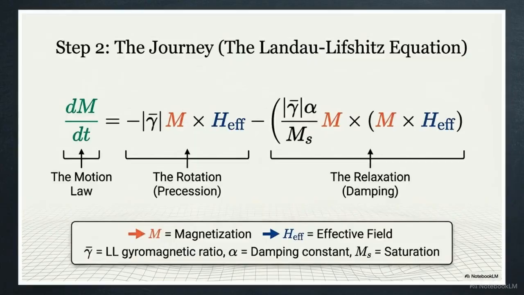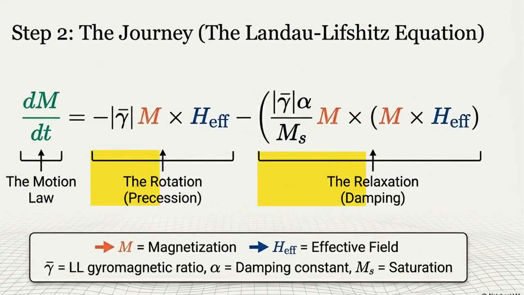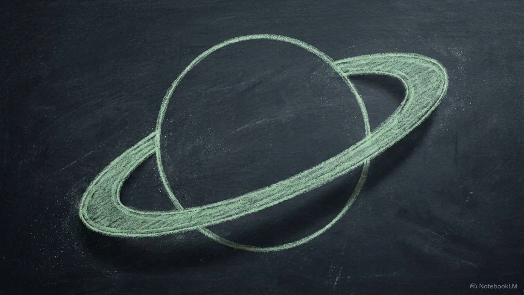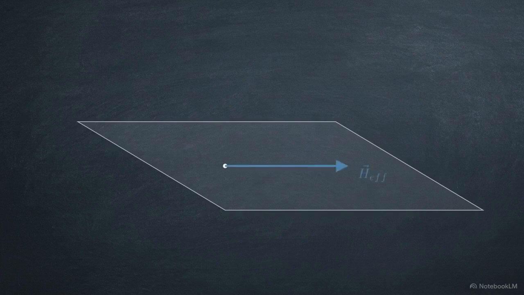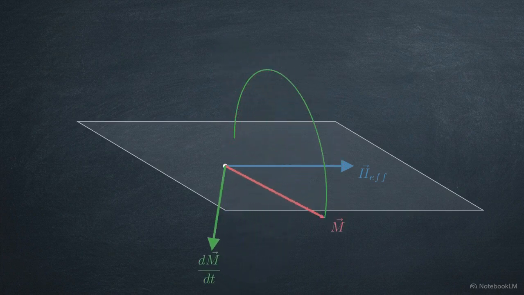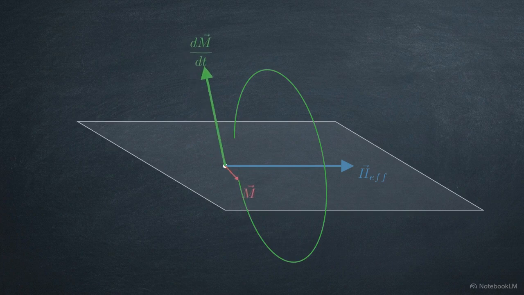In Step 4, the effective field is inserted into the classical Landau-Lifshitz equation. This color-coded formula reveals a structure built from two distinct parts, rotation and relaxation. The first half is the precession term. Its vector cross product generates a torque that is perpendicular to both the magnetization and the effective field. This forces the magnetization vector to rotate around the effective field in a flat, energy-conserving orbit without changing its length.